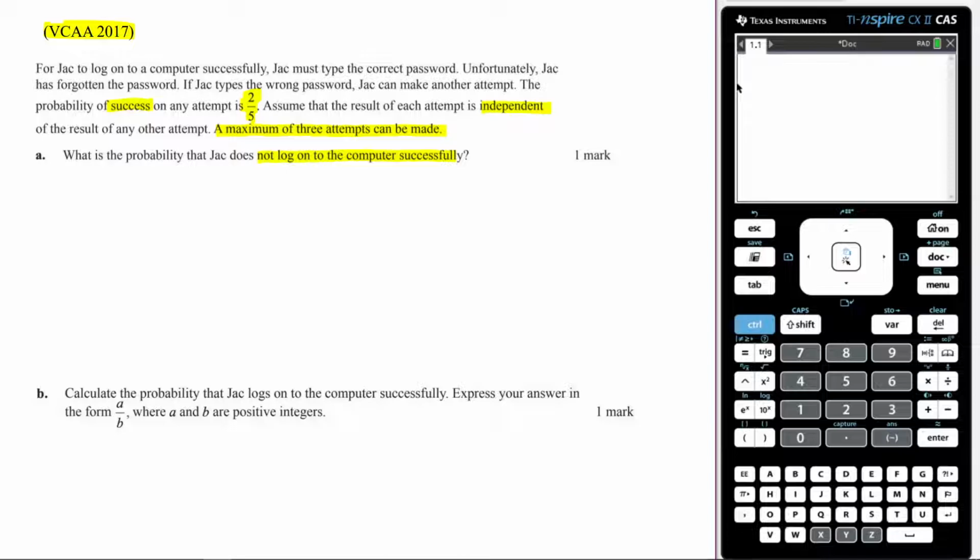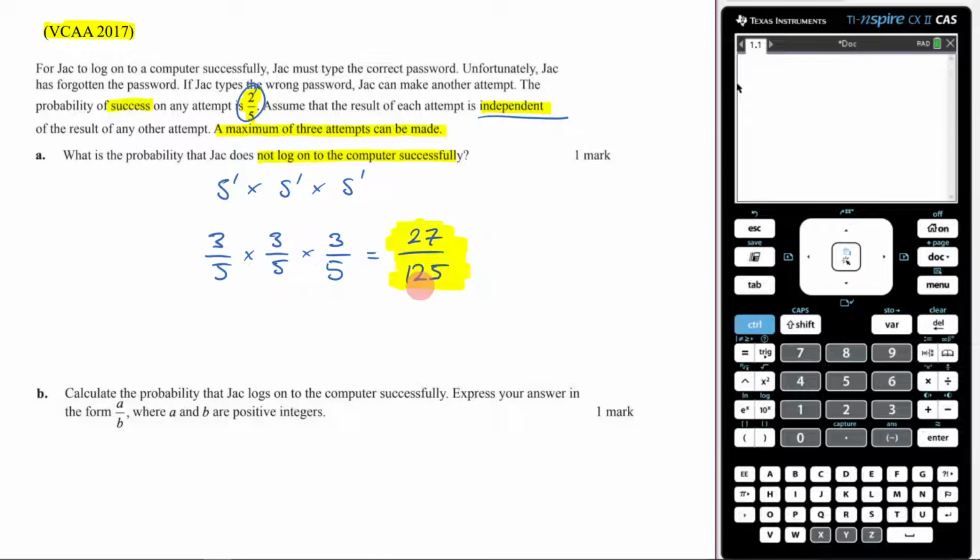So the probability that he doesn't log onto it successfully would be 3 failed attempts, because we're told that he has a maximum of 3 attempts to make here. Now, if the probability of success is 2 on 5, that means the probability of failure is 3 on 5. Now, these are all independent events, which means that one's failure doesn't affect the other one. It's always going to be 3 on 5. So therefore, we just go 3 on 5 times 3 on 5 times 3 on 5, which is going to be 27 on 125. That is going to be our answer there.